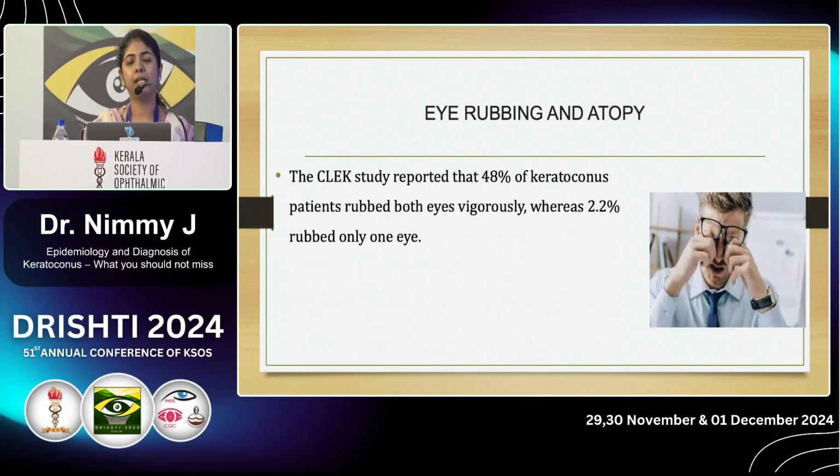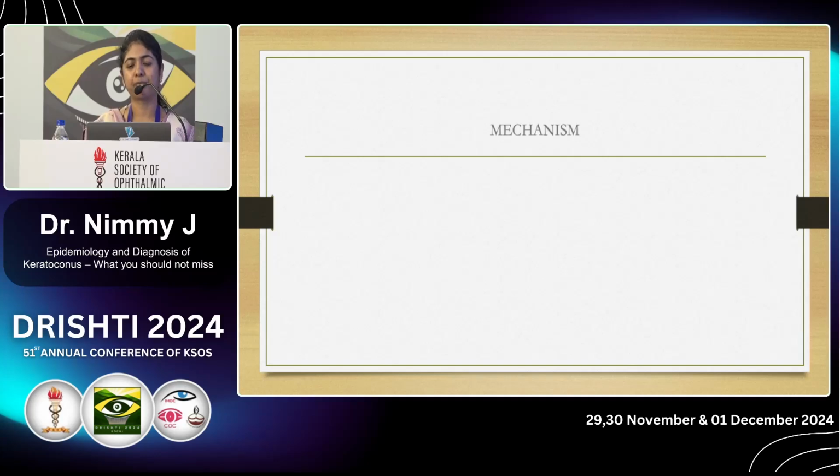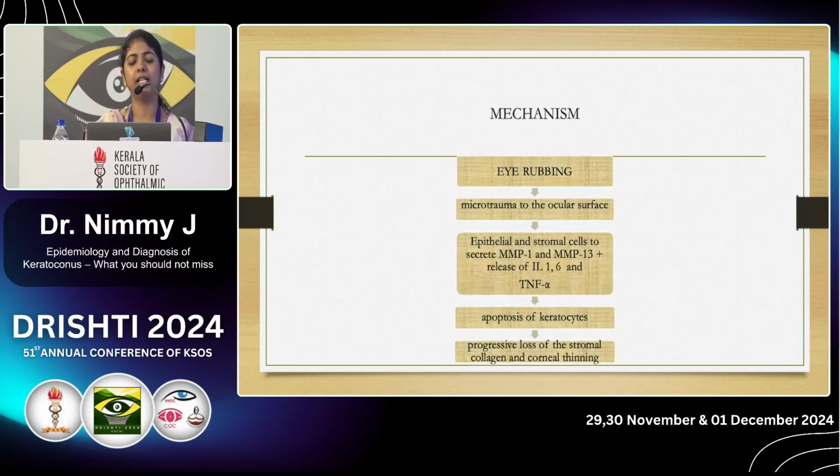Frequent eye rubbing is an important preventable factor, and the CLEK study has reported that 48% of the keratoconus patients rub both the eyes vigorously, while 2.2% rubbed only one eye. And in the cases of asymmetric keratoconus, the most affected eye was the one that was rubbed most vigorously. The mechanism of eye rubbing is that eye rubbing causes microtrauma to the ocular surface.